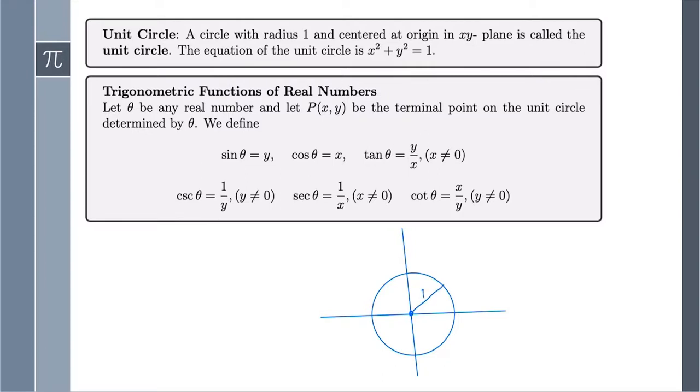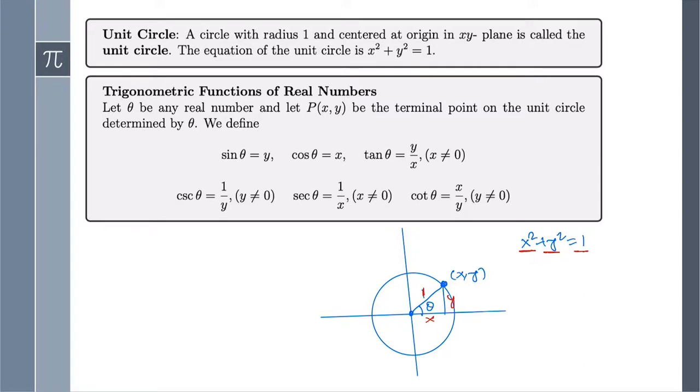Now the equation of the unit circle is x squared plus y squared equals 1. So if I pick a point here, x comma y, and then complete a right triangle here, and if I say this angle is theta, then this is x, this is y, this is 1. Now using the Pythagorean theorem, I have x squared plus y squared equals 1, which is the equation of that circle.